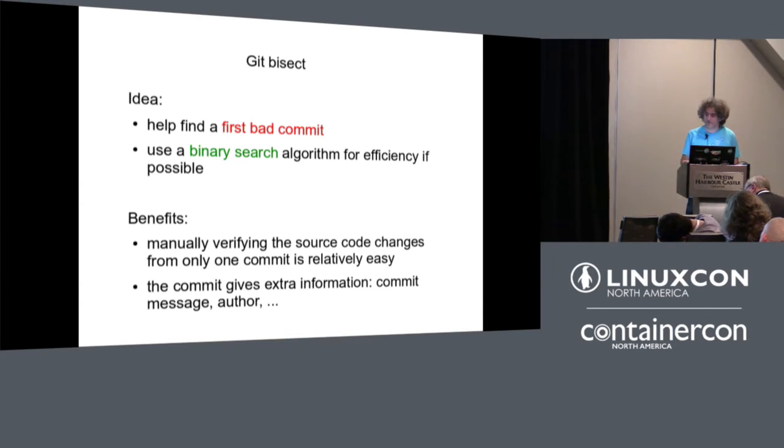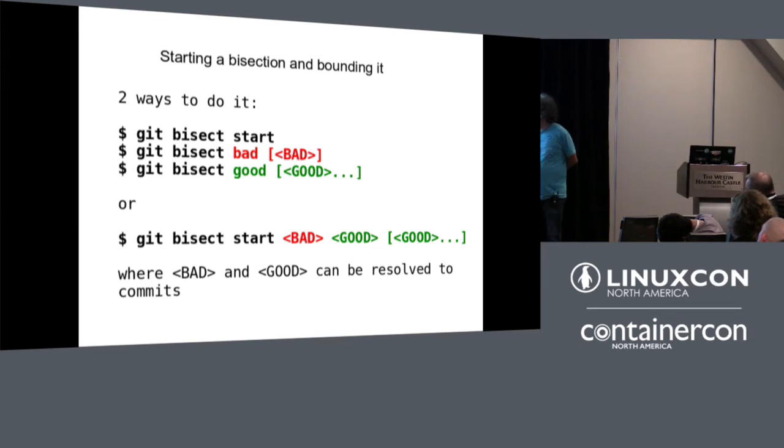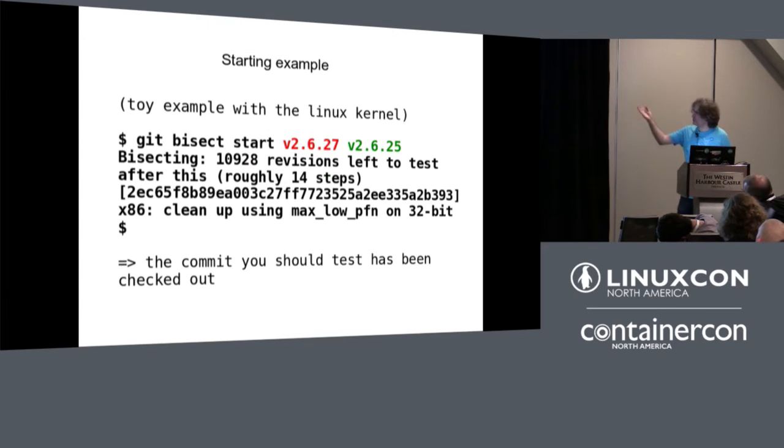And the benefit, if we find the first bad commit, is that it's much easier to check what happened in the first bad commit instead of the whole source code, because usually commits are quite small. Well, they should be. And the commit also gives extra information like commit message, author, date, and so on. So you can start it in two ways. You can just say git bisect start and then give the bad commit after git bisect bad and the good commit after git bisect good. Or you can just say git bisect start and then give the bad commit and the good commit. Because most of the time you know on which commit it failed and which commit was good.